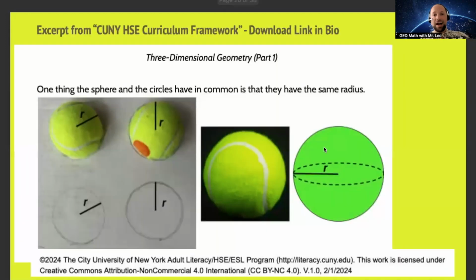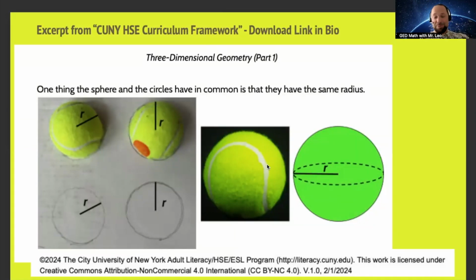At this point, I would like to show you some excellent materials that are developed by CUNY, the City University of New York, in their adult literacy program. They've got some great materials. I'll be linking to it in the description. I'd like to point out this page from their 3-dimensional geometry workbook, where they give you a visual proof of the formula. Check it out.